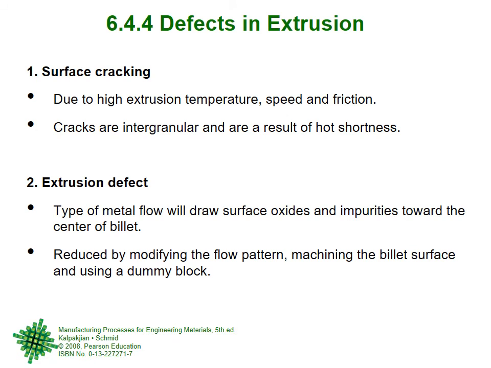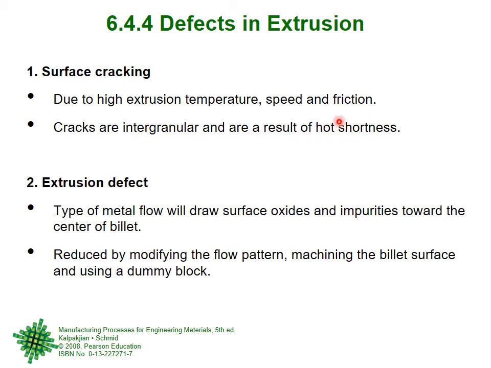The first type of defect is surface cracking due to high extrusion temperature, due to the speed at which you extrude, and due to friction between the billet and the container, or the material and the container. Therefore, the cracking happens on the surface. The cracks are intergranular and are a result of hot shortness.